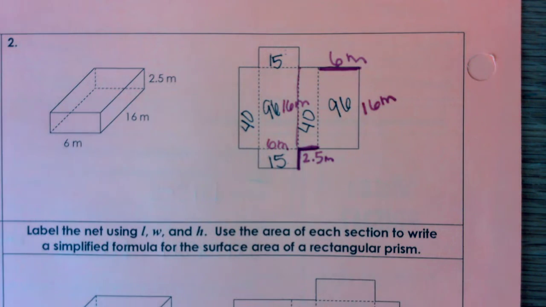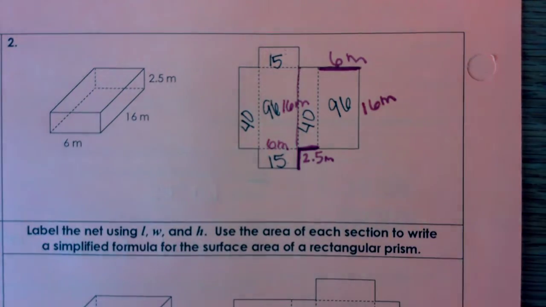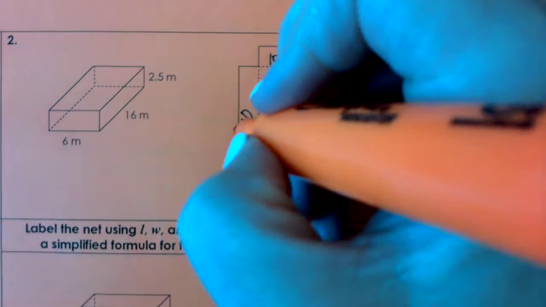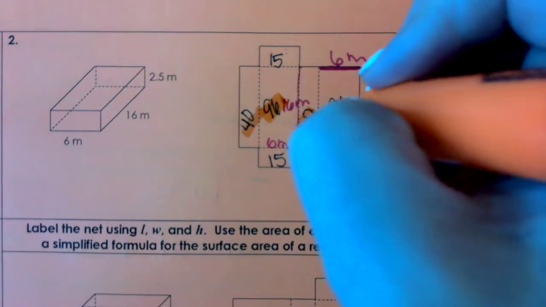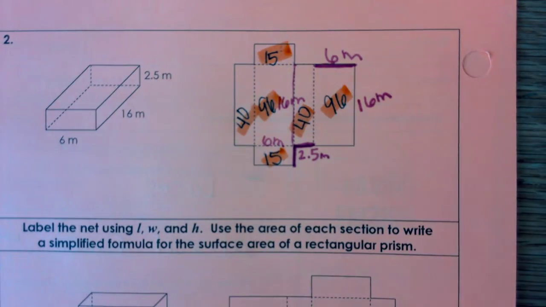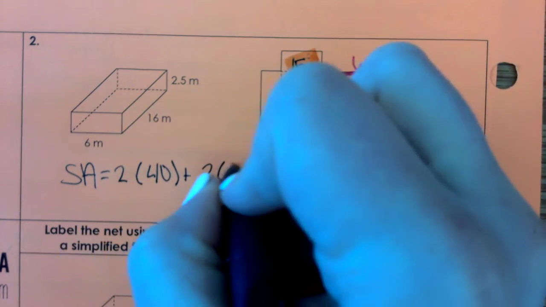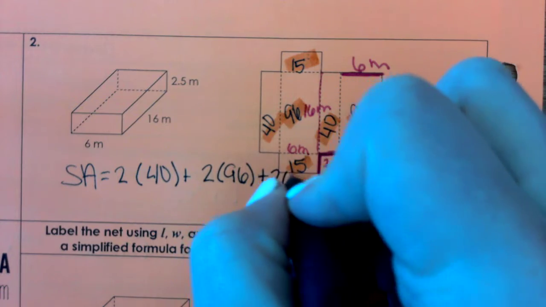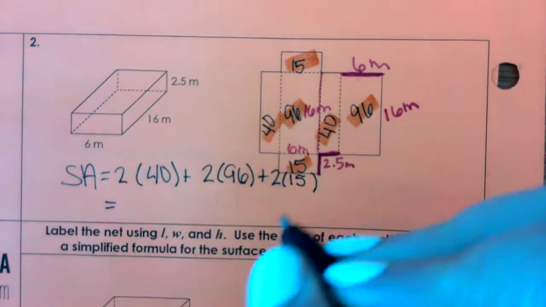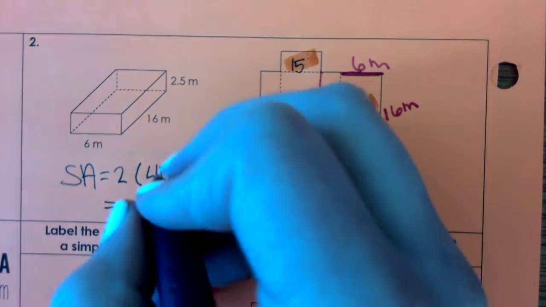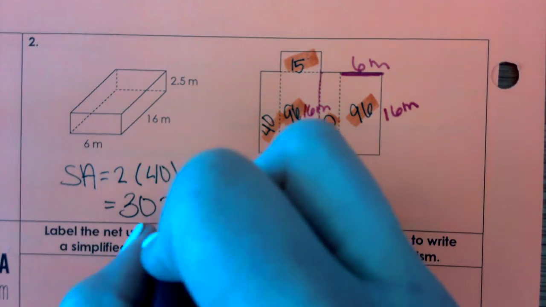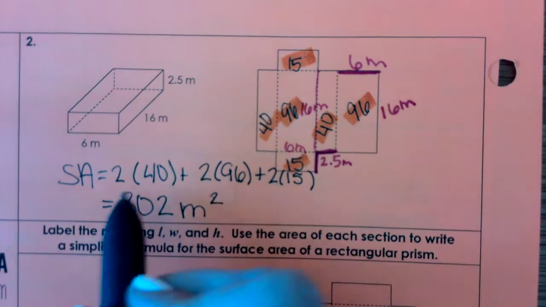Then what we're going to do is add them all together. Okay? So I'm going to take 40 plus 40 plus 96 plus 96 plus 15 plus 15. Or I could rewrite that as our surface area is 2 times 40 plus 2 times 96 plus 2 times 15. And what's my surface area of this rectangular prism? 302 meters squared.